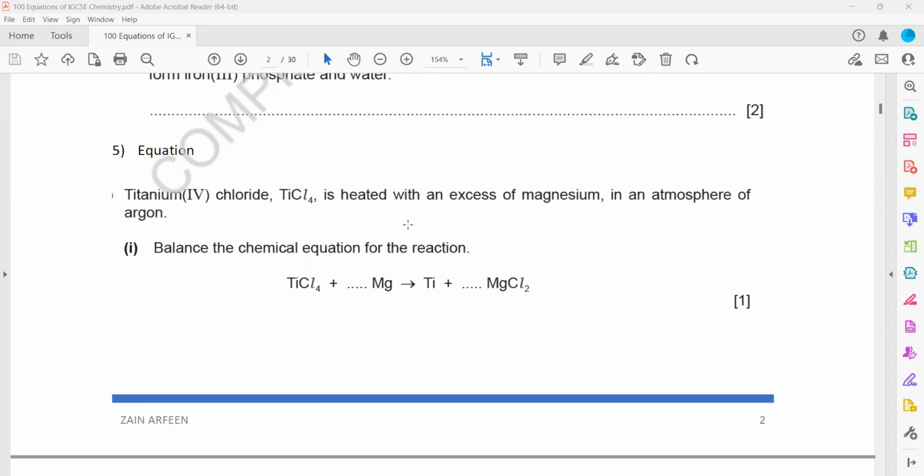Titanium 4 chloride is heated with excess magnesium in an atmosphere of argon. You have to write a balanced equation for that. So you put 2 in front of magnesium chloride, so chlorine is balanced, magnesium is 2, and titanium is 1. So this equation is balanced, you just have to put 2.